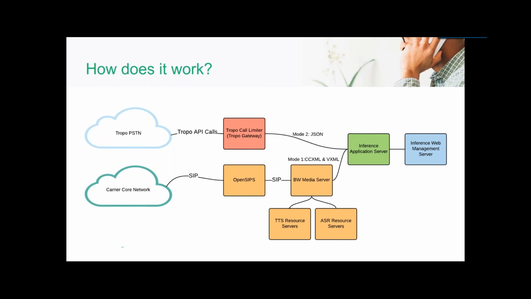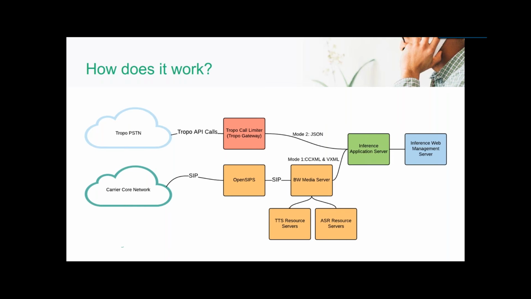Now, the difference with Tropo is that Tropo can provide all of those PSTN numbers that you're going to ring in on, as well as all of the necessary licensing as it relates to speech recognition, text-to-speech, and so on. And instead, rather than the Inference platform receiving phone calls, we receive a series of Tropo API calls. So we just get request after request to our application server, and we essentially render the caller experience on the Tropo platform itself.